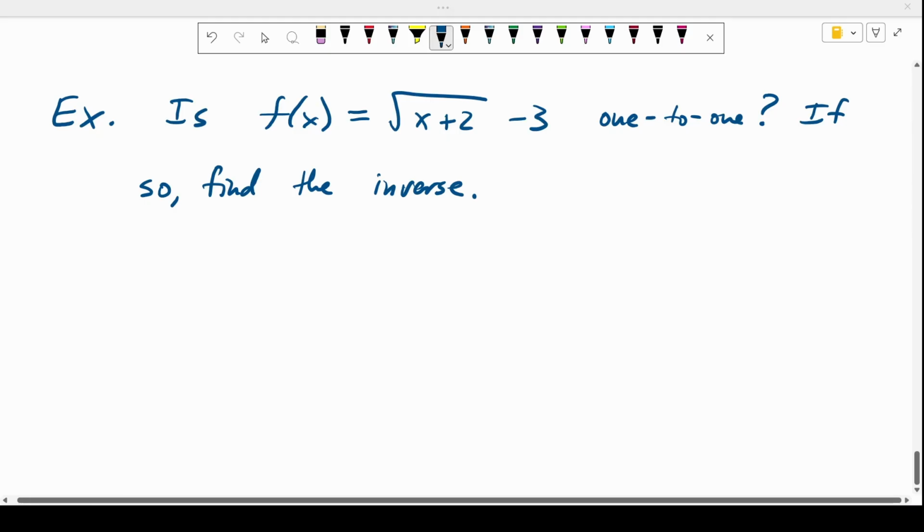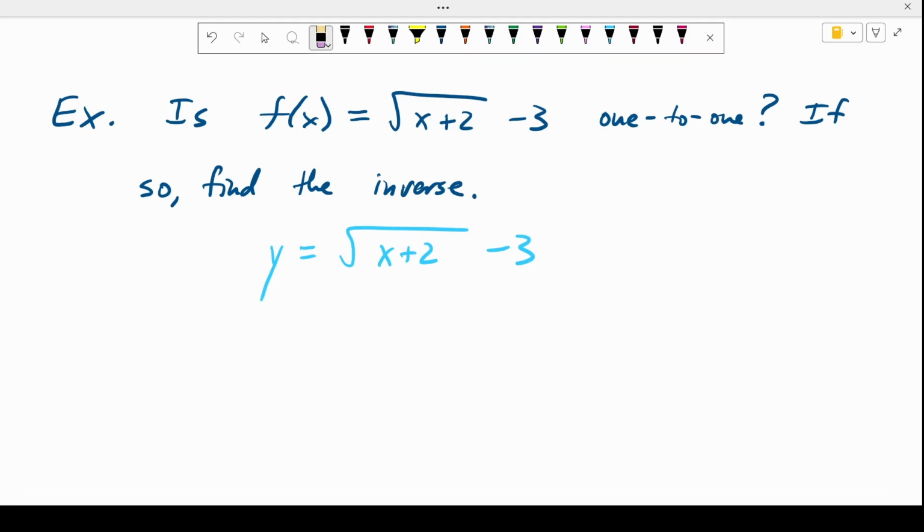So now let's find that inverse. Now we have to be a little bit careful here. We're going to start off by getting y equals f of x. And f of x is this part. So we have y equals the square root of x plus 2 minus 3. And we are going to switch the x and the y, or replace all the x's with y, replace all the y's if there's more than one with x's, and solve for y.